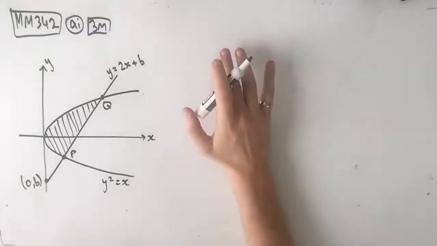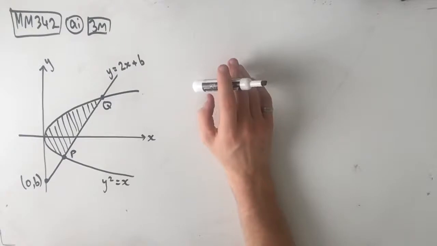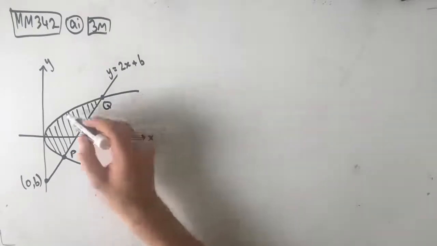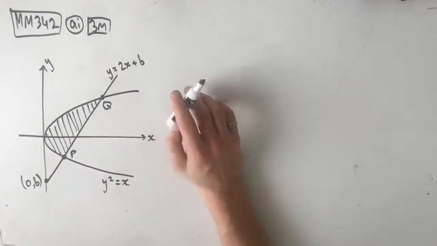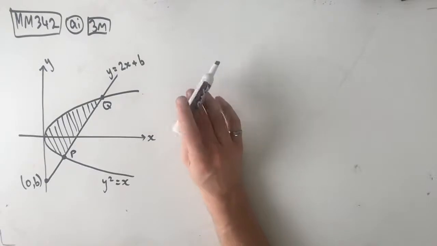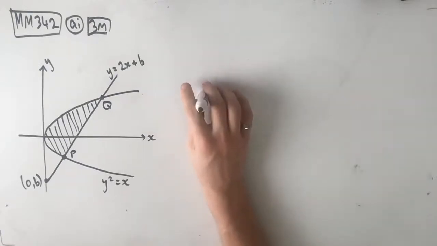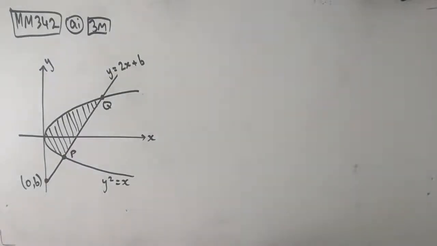Hey guys, welcome to question MM342 of the Maths Methods Fortify study guide. So in this question we've got the graphs of y squared equals x, so this graph here, and y equals 2x plus b, where b is less than 0, are shown below for the domain x from 0 to infinity. Now, the first part says find in terms of b the coordinates of points P and Q, the points of intersection between the two graphs.